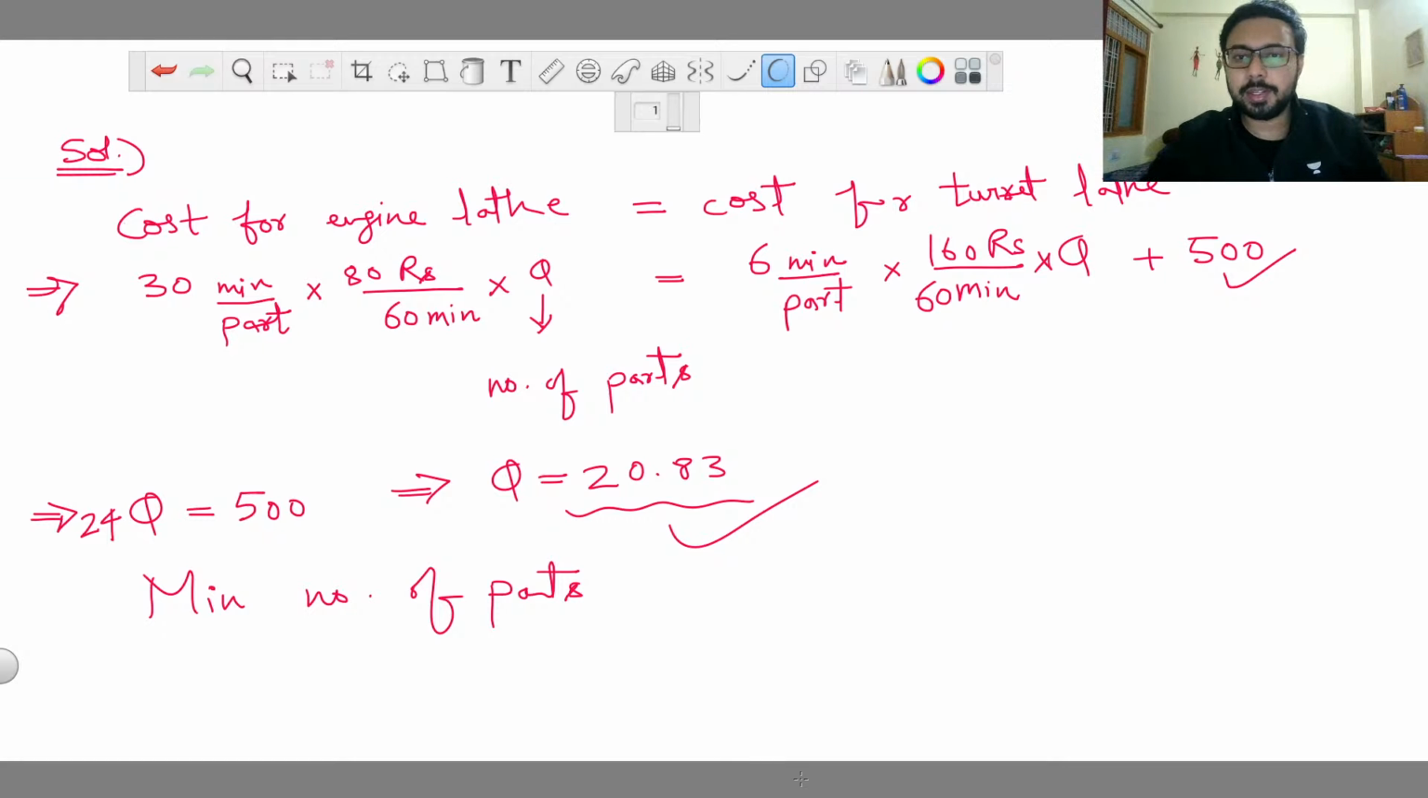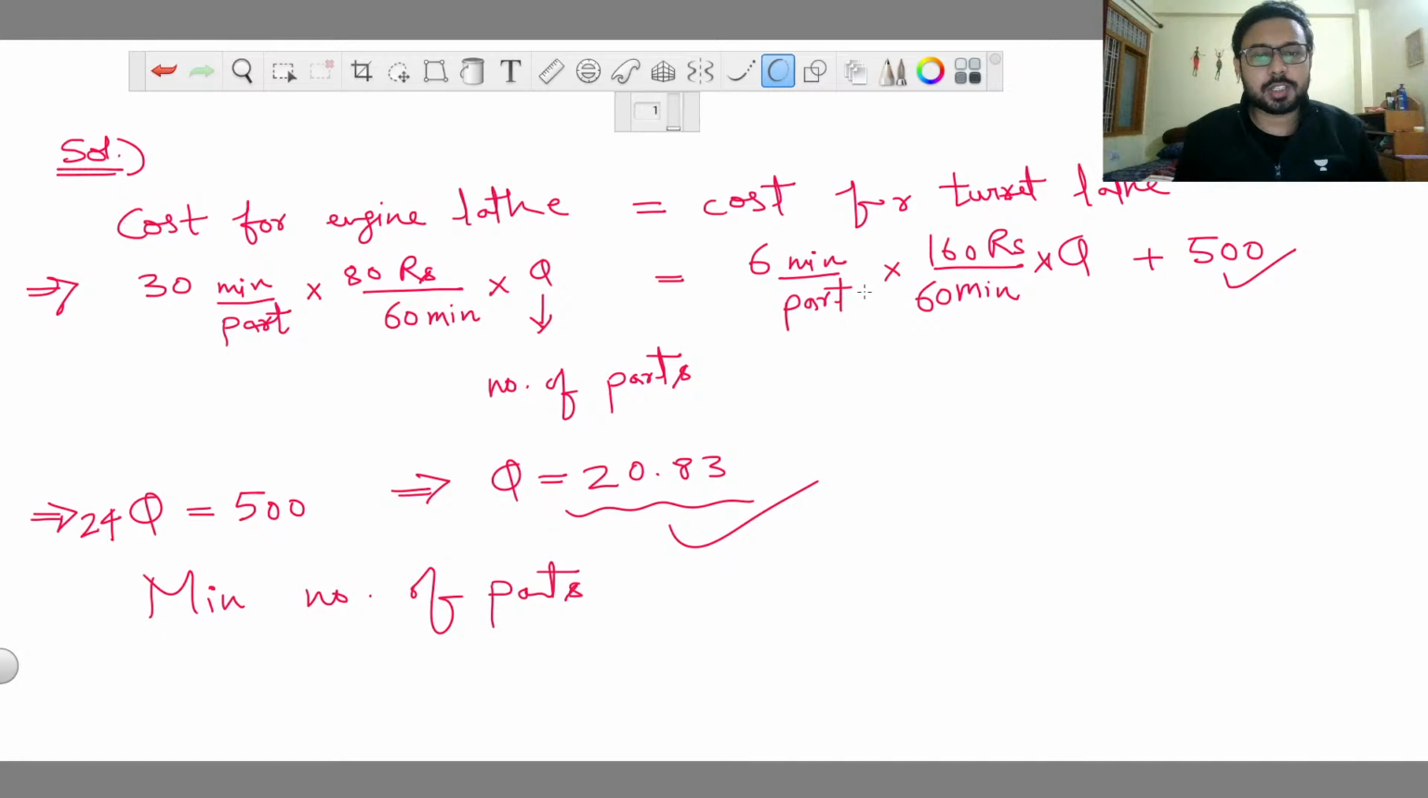And the reason for the turret lathe becoming more economical after a certain number of parts is that there is an additional 500 rupees we have to pay to use that turret lathe, and therefore we have to justify that 500 by producing a large number of parts. And also what we were discussing here is that Q is the minimum number of parts that we found using the equation right here on the screen. And after finding this value of Q, we found that it is 20.83.